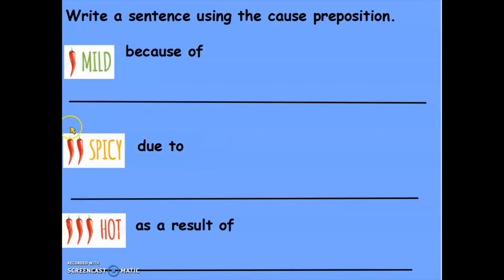The spicy challenge is to use due to in your sentence, and the hot challenge is to use as a result of as your cause preposition. Pause the video while you write your sentence in your literacy book and press play when you're ready to continue.